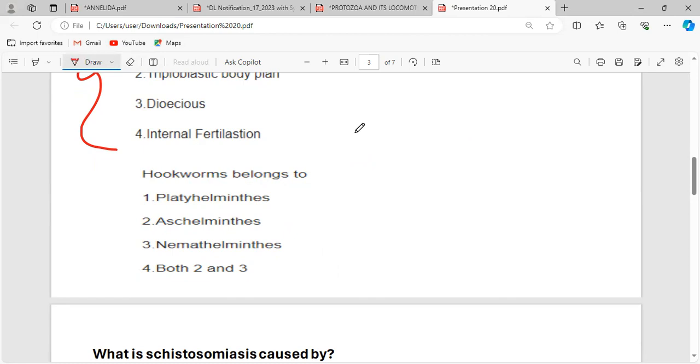Hookworms belong to which of the following classes? From this question, you have to know that the common name for the phylum is very important. This is said to be flatworms. These both are said to be hookworms. So the common names are very, very important.